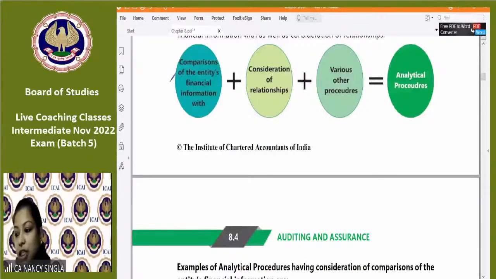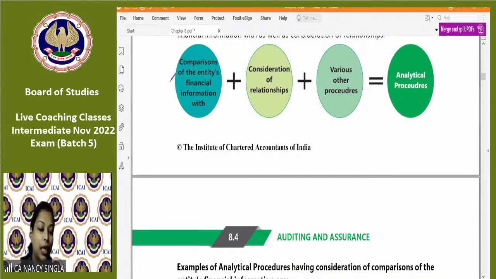Yes, Akashti, you are correct. Karthik, you are also correct. Aditi, you are also correct. Okay? Is it clear?